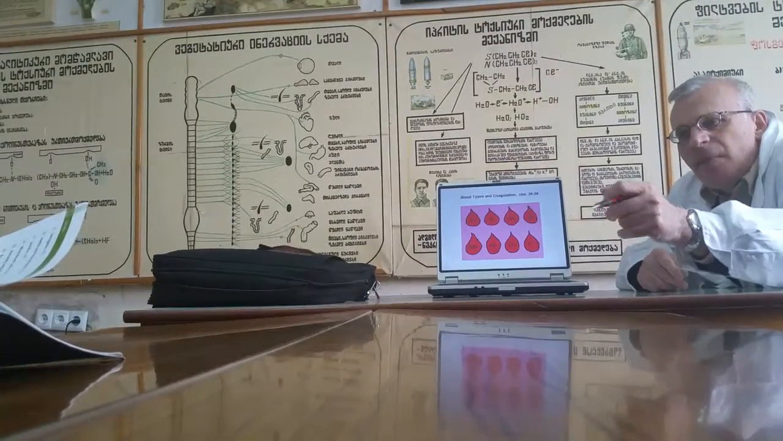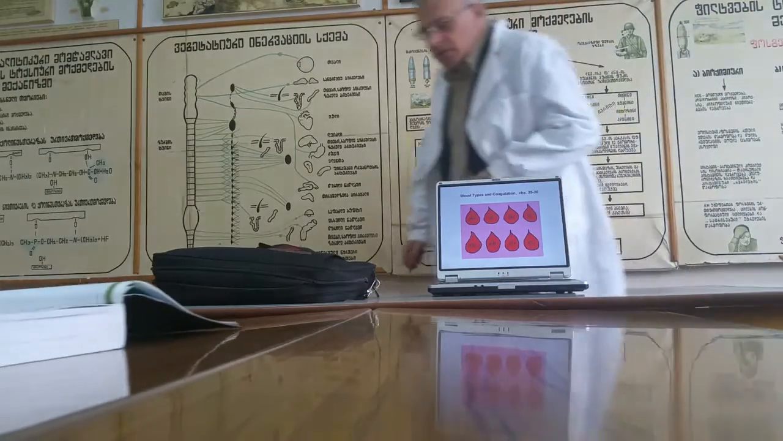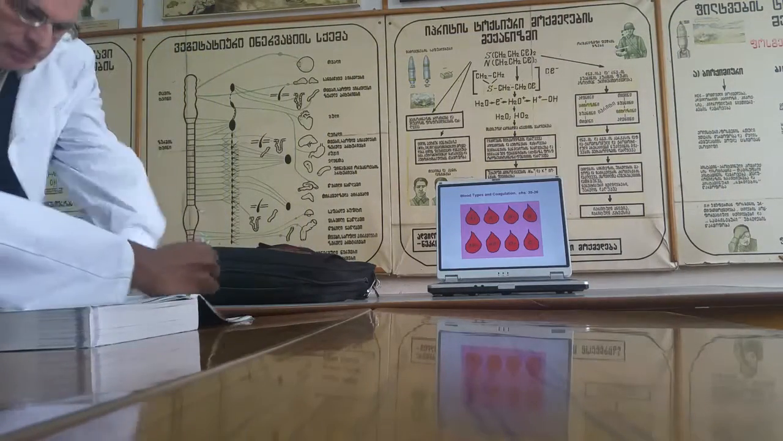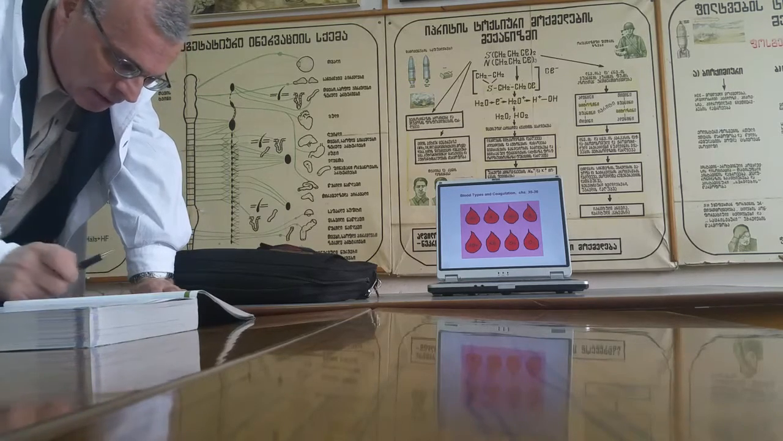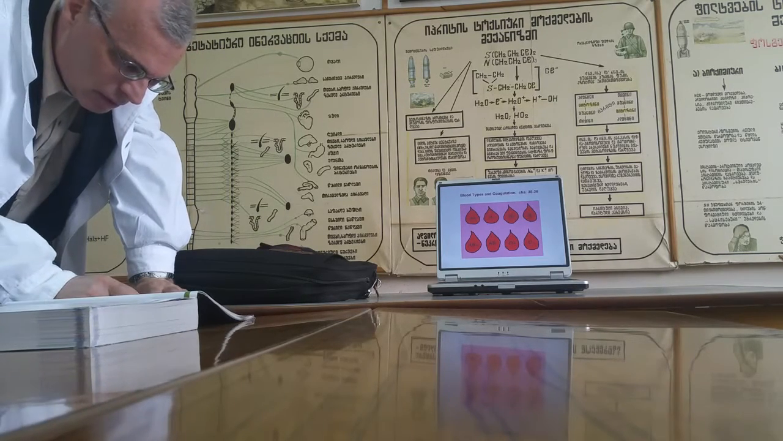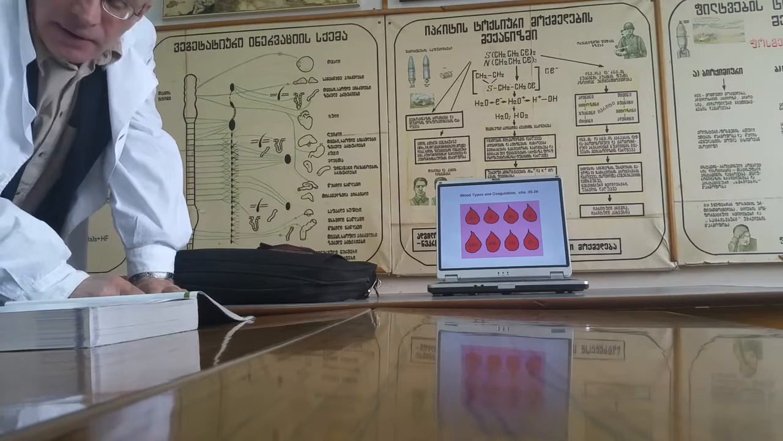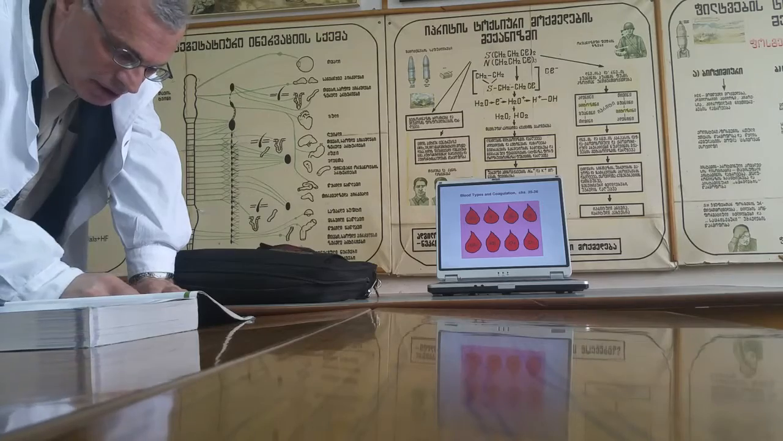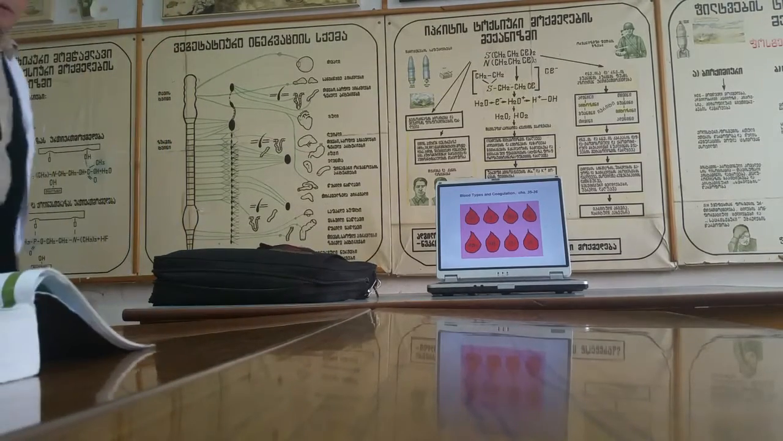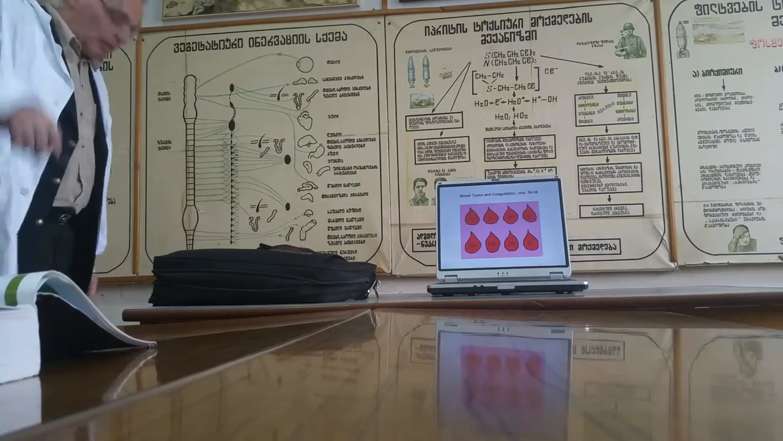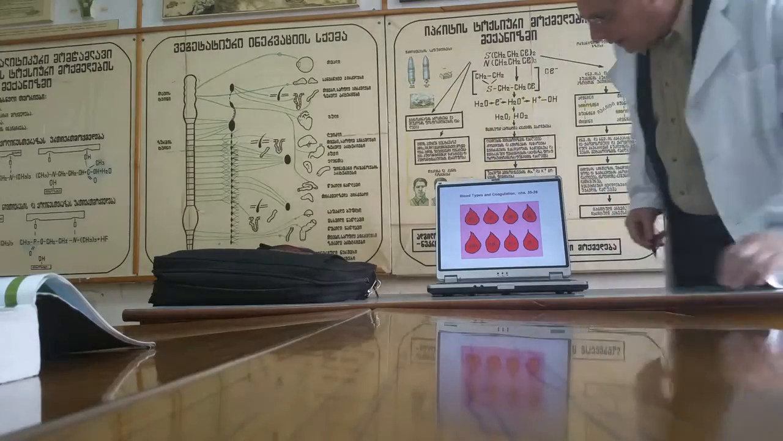Here it says 27 and 28. Yes, blood groups. It also takes platelets. Yes, three chapters here in this book. Yes, in this book, two chapters. Okay. Blood types.